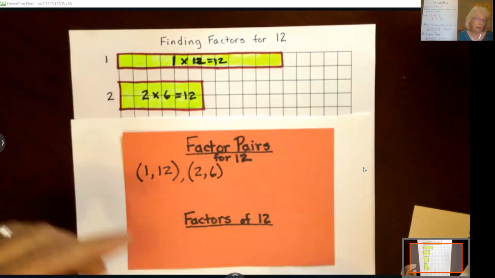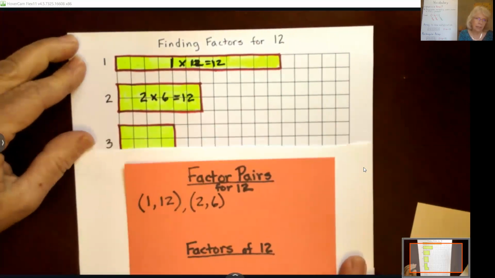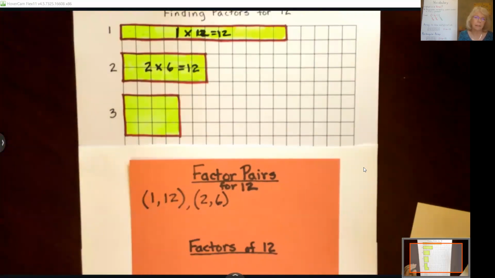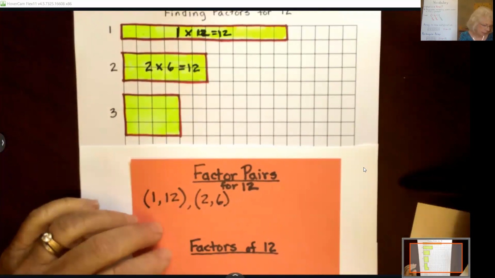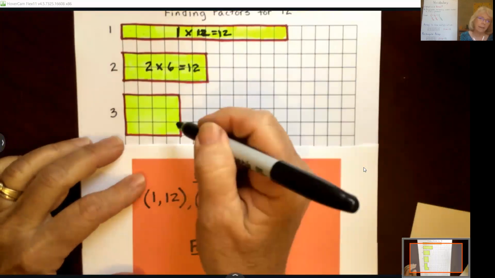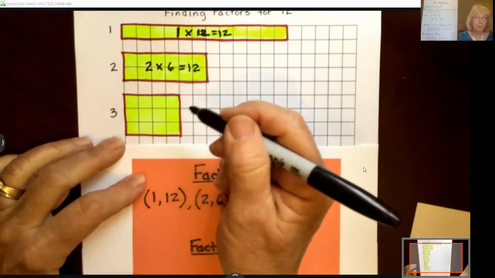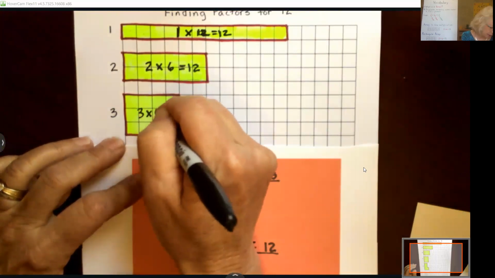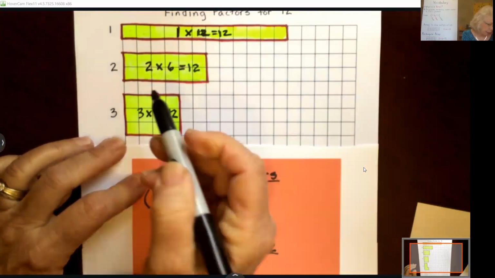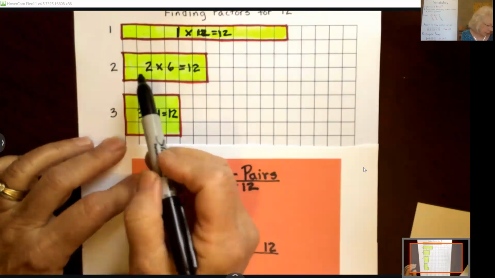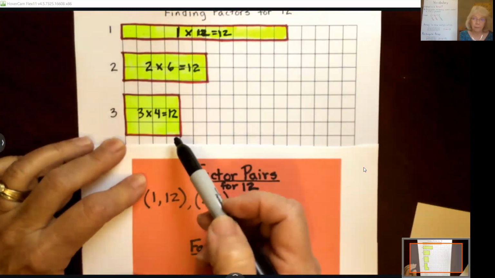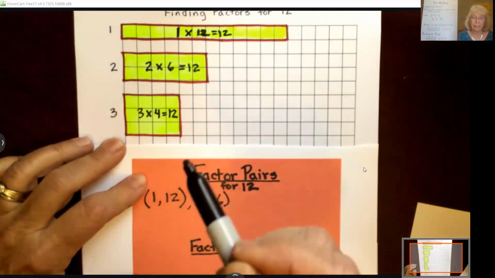Okay, let's go on and try 3. Can I make an array with 3 that becomes a perfect rectangular array? Yes, I can. So this one, say it out loud. It is 3 times what? Yep, that's right. 3 times 4 equals 12. And each time, if I count up the number of squares in my array, I have to come up with exactly 12.